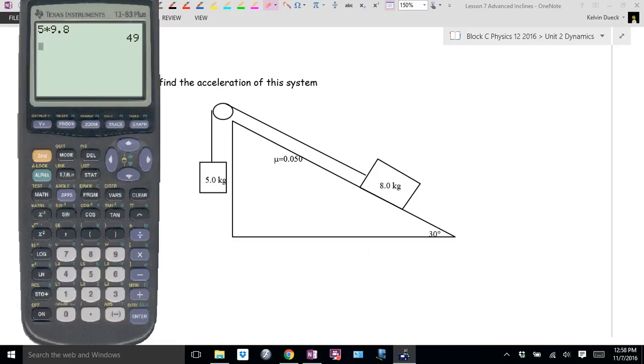On the right-hand side, it's going to be mg parallel, mg sine, which m? 8 times 9.8 times sine of 30. And I get 39.2. Which mass is winning? The 5 or the 8? The 5.